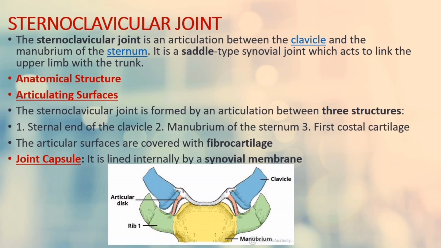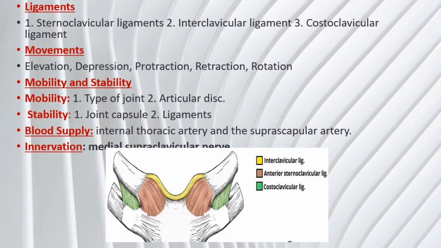The joint capsule of the sternoclavicular joint extends to the borders of the articular surfaces. It is lined internally by a synovial membrane, which produces synovial fluid to reduce friction between the articulating structures. The ligaments of the sternoclavicular joint provide much of its stability. There are four main ligaments.